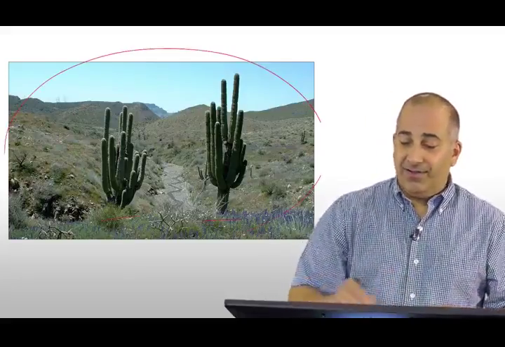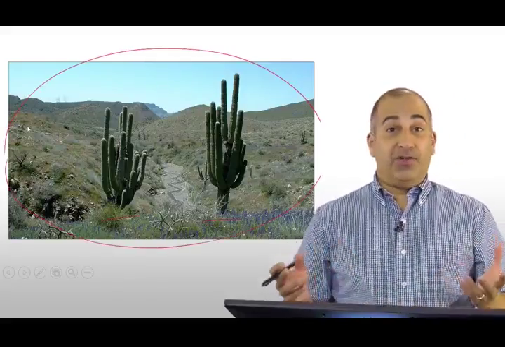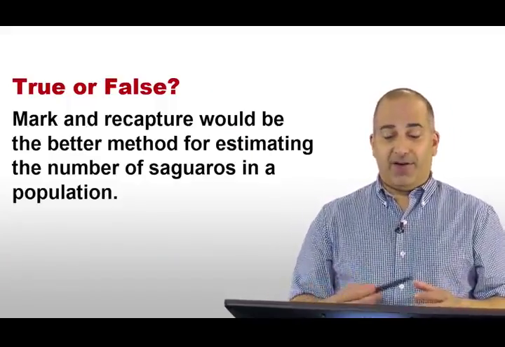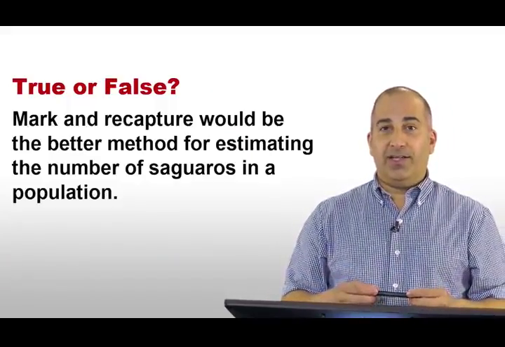Okay, so now let's try this one, and this should be easier since you have a little bit of an idea from the first example. Now let's say you're in Phoenix, where I live, and you want to estimate the number of saguaros, these really large cacti that you see in this picture. So I can count 2, but let's say you want to know how many there are in this entire area. How would you do this? True or false? Mark and recapture would be the better method for estimating the number of saguaros in a population.